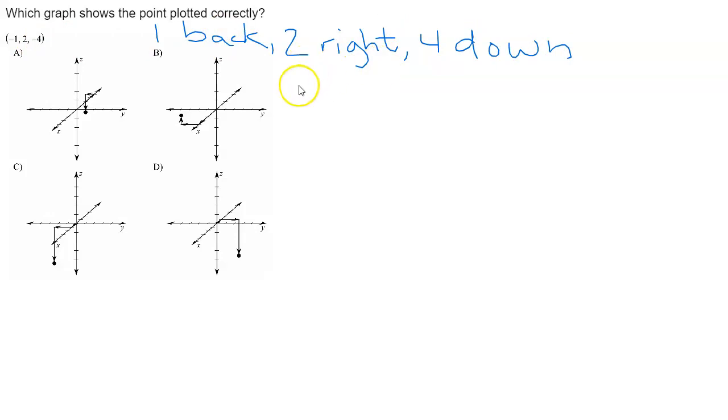So now we just count. If we start at the center and we go 1 back, well, we're already not even there on A. Let's try B. B, we go 1 back. That's still, B is going forward instead of backwards. C, 1 back again is the wrong direction. It's going forwards. And D is the only one where we go 1 back, and then we can check the rest. 2 to the right, 4 spaces down. So that's our point plotted in 3 dimensions.